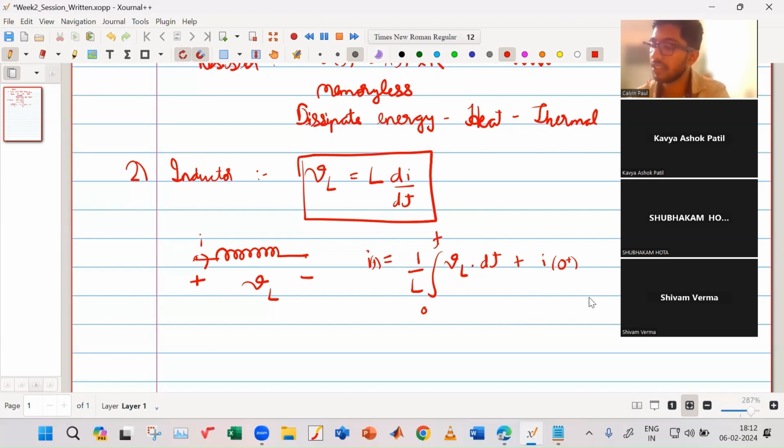Because see, you have an inductor. This is your inductor L. Suppose it was carrying some current I of 0 minus, suppose it was carrying 2 ampere. The current in an inductor cannot change instantaneously.